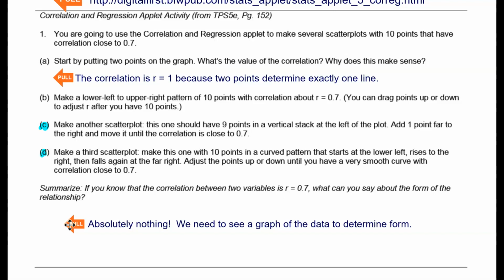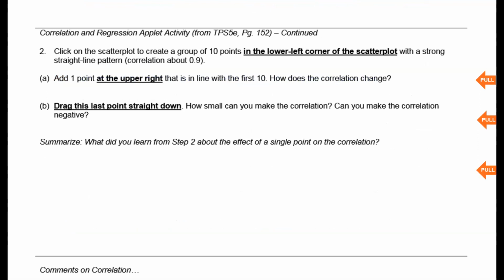Okay, let's move on to page 4 now, where we are going to finish off this applet activity. Step 2 of this says, click on the scatter plot to create a group of 10 points in the lower left corner of the scatter plot with a strong straight line pattern with a correlation of about 0.9. And then add 1 point at the upper right that is in line with the first 10. How does this correlation change? Please do that now.